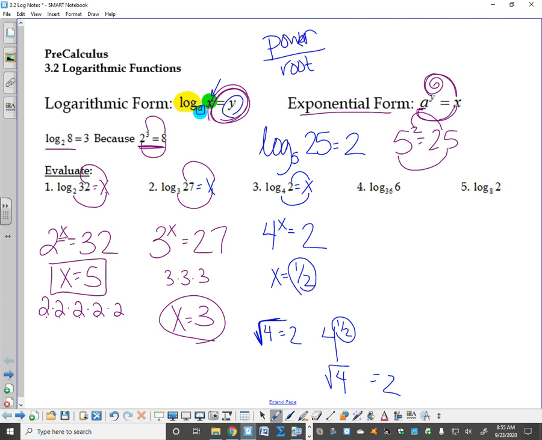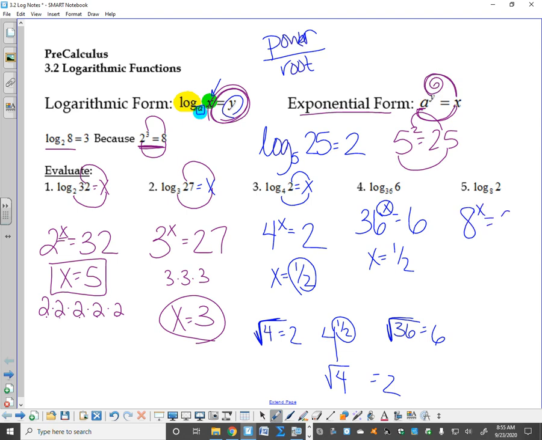Okay, let's look at number 4. 36 to the something equals 6. Well, I know the square root of 36 is 6. So my power needs to be a 1/2 because that's what's going to make me square root the 36.